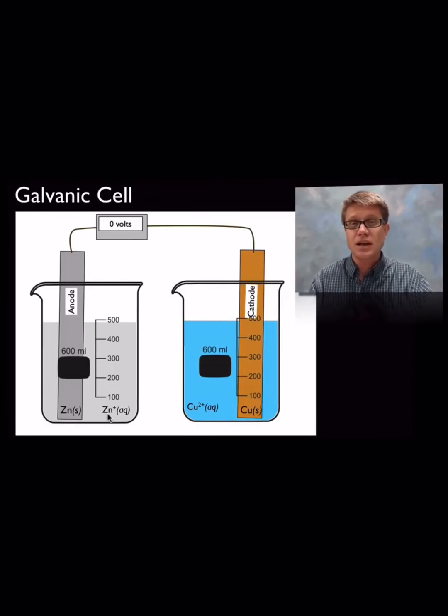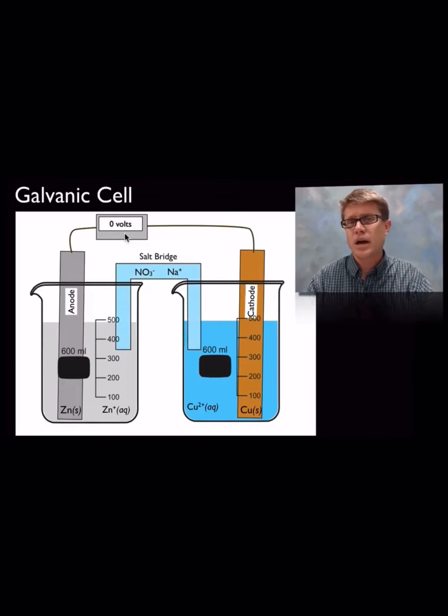And if we just let it sit like this, nothing will happen. In other words, it's not going to generate any voltage if we had a little voltmeter here up at the top. And the reason why is that we haven't completed the circuit. And so to do that, we're actually going to have to add a salt bridge. A salt bridge is going to be filled lots of times with a gel. In this case, we've got sodium nitrate. And what it's going to do is it's going to allow the ions to actually flow. So once we've added the salt bridge, this thing's going to turn on.